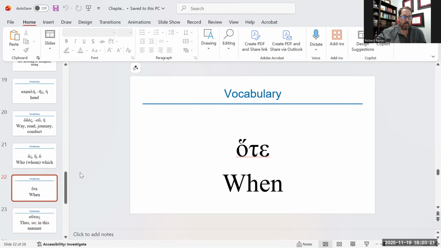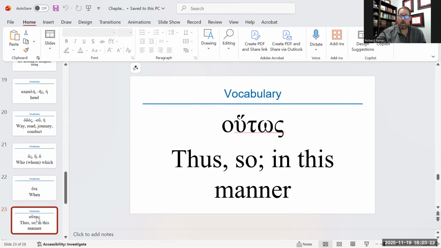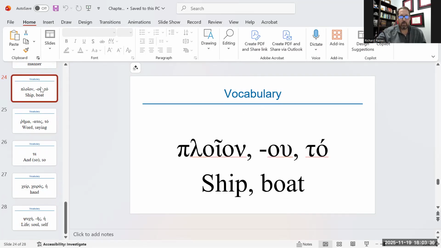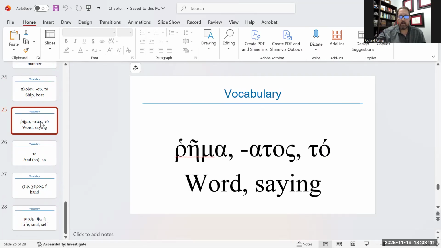Hote means when. And houtos, not autos, right? We've already been there. Houtos means thus or so or in this manner. Ploion is ship or boat. Rhema, that's a $500 charismatic word there. Rhema means word or saying. Boy, in the 80s, every charismatic church in a given town was Rhema Bible Church.